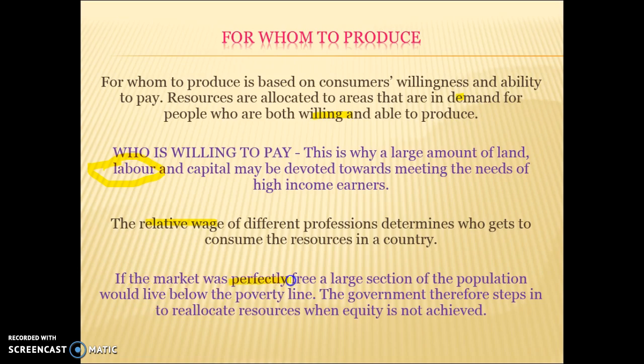Unfortunately, if the market was perfectly free, there would be a highly unequal distribution of income, so the government steps in and reallocates resources when equity is not achieved. It's unlikely you'll get a question on for whom to produce, but it's really about producing for those who are willing and able to pay, and their wages are determined by the demand and supply of their labour.